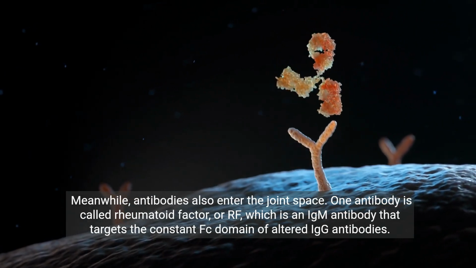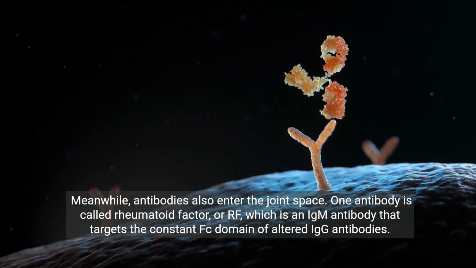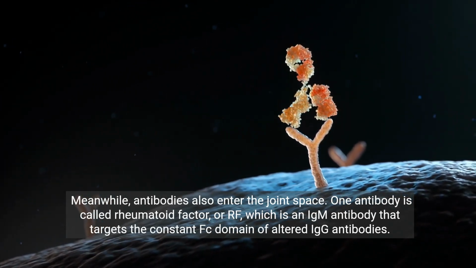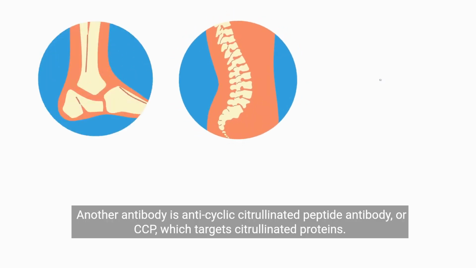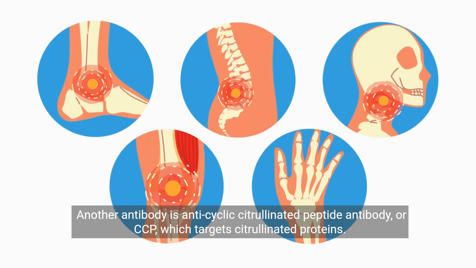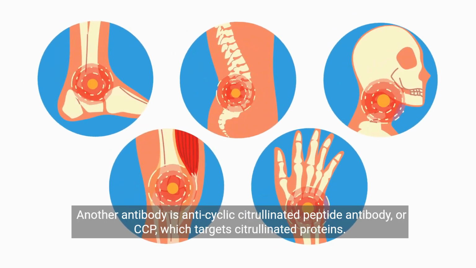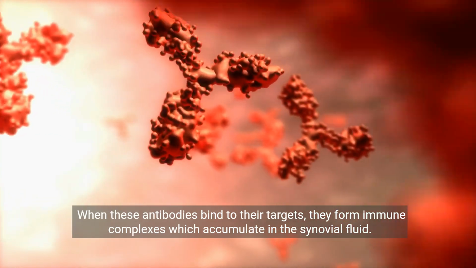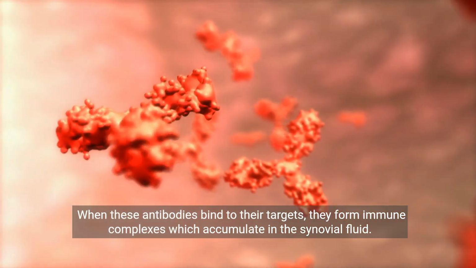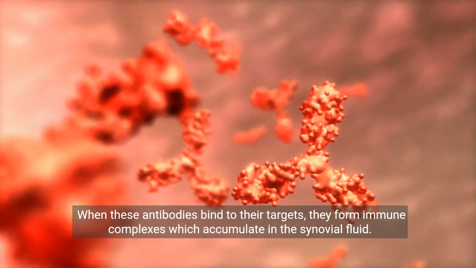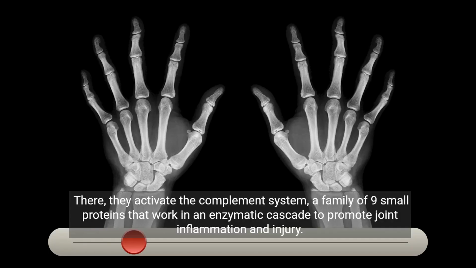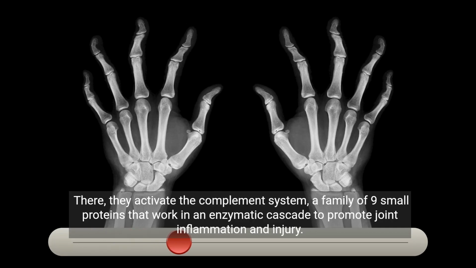One antibody is called rheumatoid factor, or RF, which is an IgM antibody that targets the constant Fc domain of altered IgG antibodies. Another antibody is anticyclic citrullinated peptide antibody, or anti-CCP, which targets citrullinated proteins. When these antibodies bind to their targets, they form immune complexes which accumulate in the synovial fluid. There, they activate the complement system, a family of 9 small proteins that work in an enzymatic cascade to promote joint inflammation and injury.